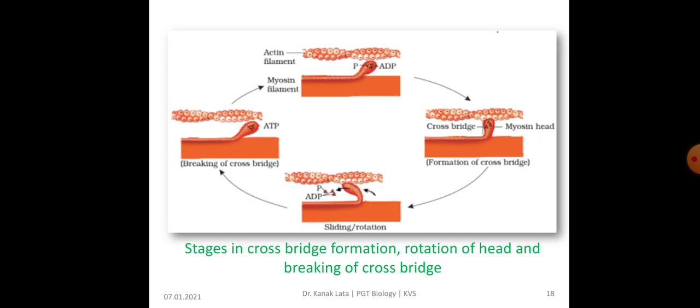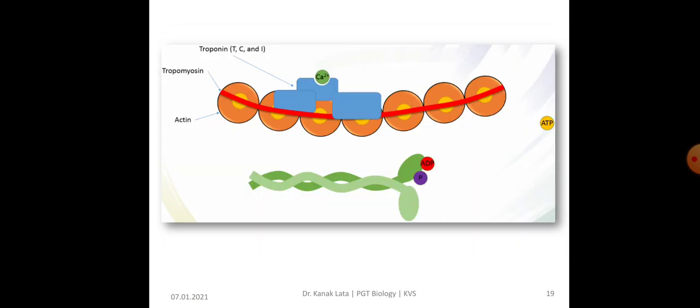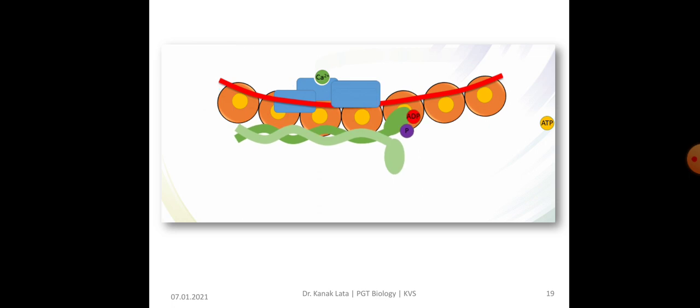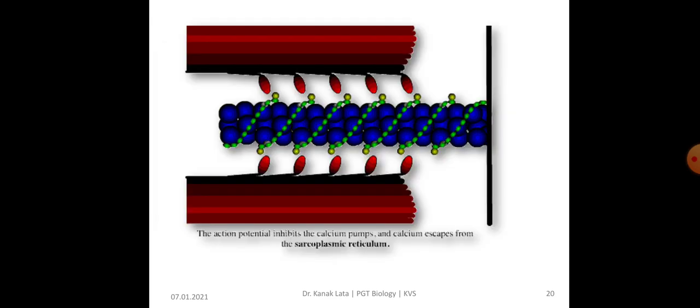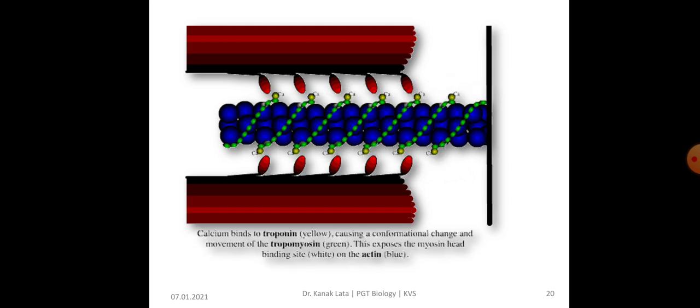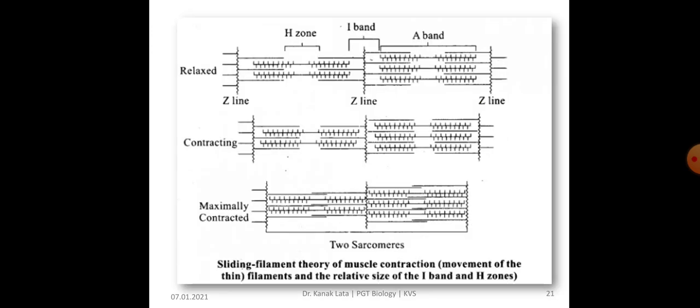In the given figure, it is shown about stages in cross bridge formation, rotation of head and breaking of cross bridge. In this figure, you can visualize how interaction between thin and thick filament takes place. Here you can observe in the given figure about the sliding of thin filament over thick filament. This is the figure which shows about sliding filament theory of muscle contraction.